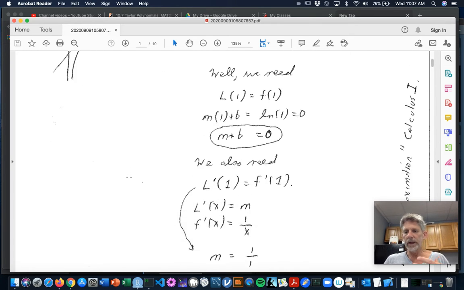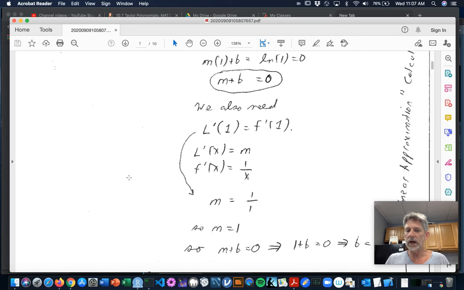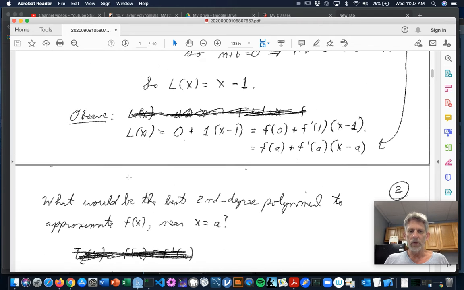So could we maybe, at the cost of a little bit extra complexity, get better approximations? For example, instead of using a line to approximate, could we use a parabola to approximate? A parabola is the graph of a second-degree polynomial. Could we use a second-degree polynomial to approximate f of x near x is a?